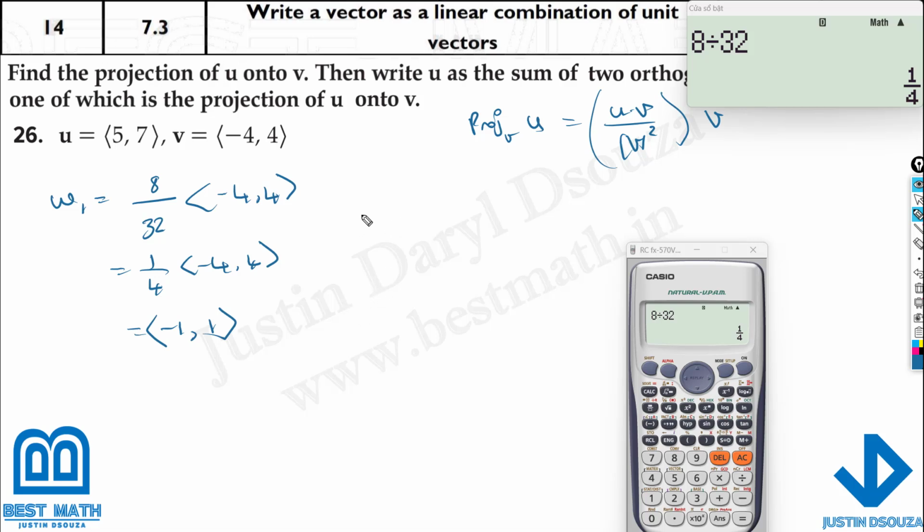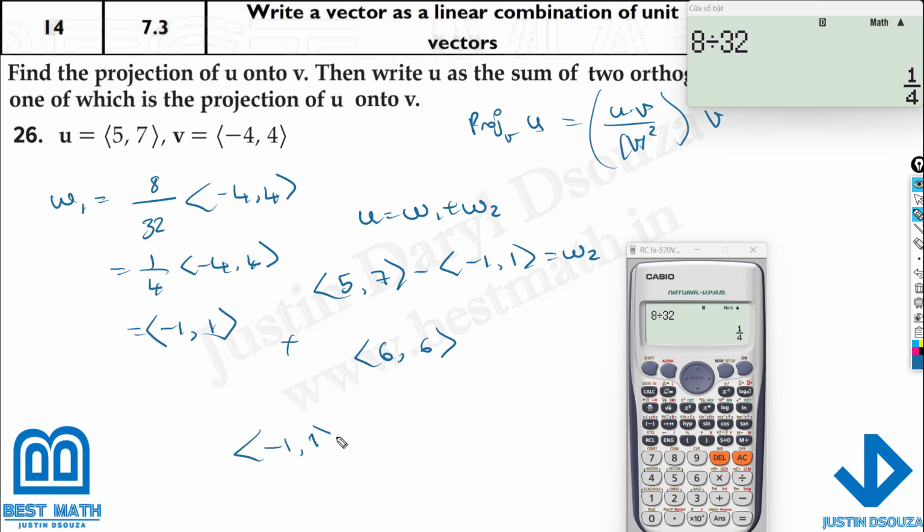Now we have to write this vector U in terms of W1 plus W2. But we don't know W2. We know W1 and we know U. So it'll be 5 and 7 minus minus 1 and 1. That will be W2. So 5 minus of minus 1 will be plus 1, it's going to be 6. 7 minus 1 will be 6. So this is the answer. We have to write it as a sum of these both. It's basically minus 1 and 1 plus 6 comma 6.